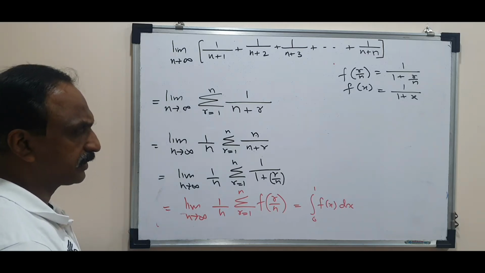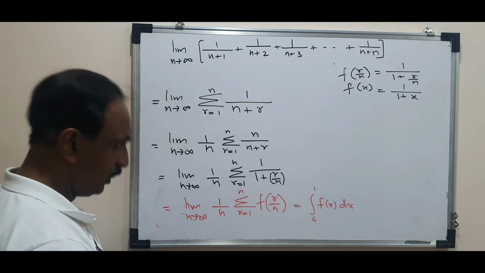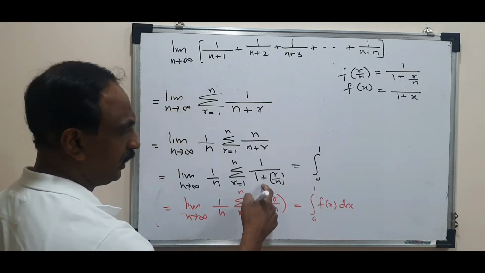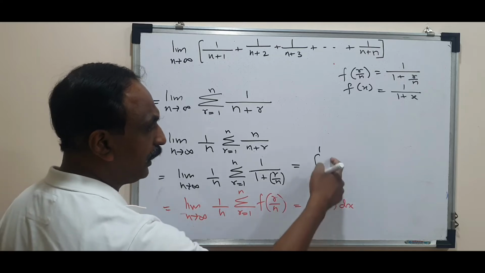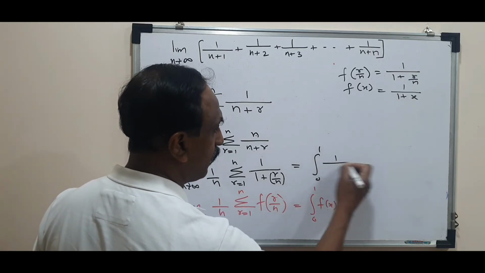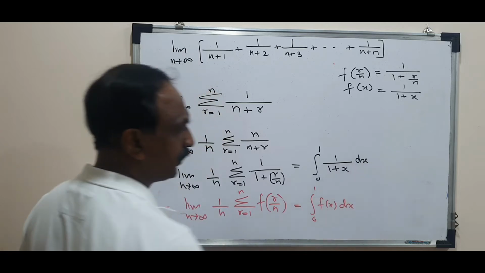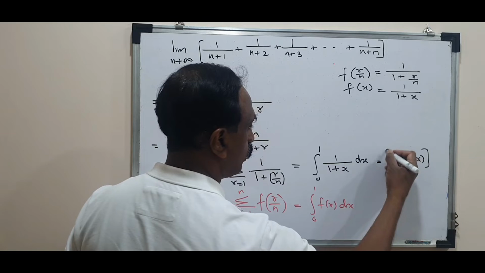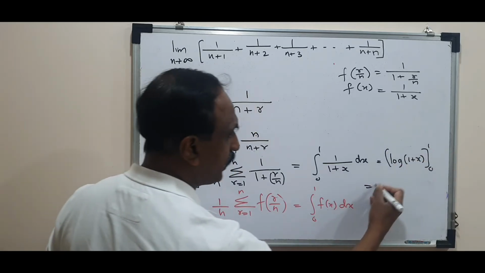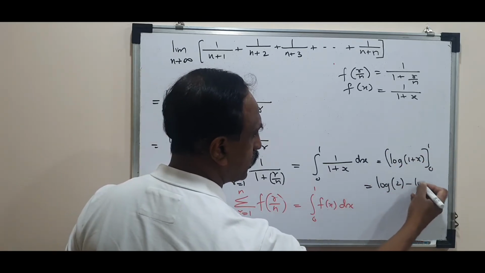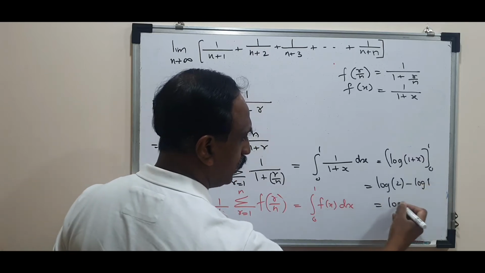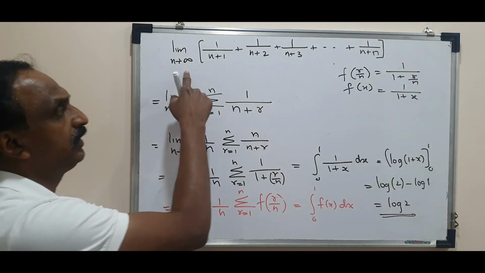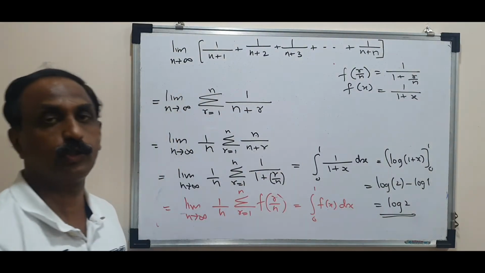So what can I write this as? This is nothing but integral 0 to 1. This is f of r by n, but we need to write f of x. So f of x is 1 upon 1 plus x dx. We know its integral is log of 1 plus x from 0 to 1. Now apply the limit: log 2 minus log 1. Log 1 is 0, hence the answer is log 2. So that becomes your answer. I can say the limit of this function is log 2.